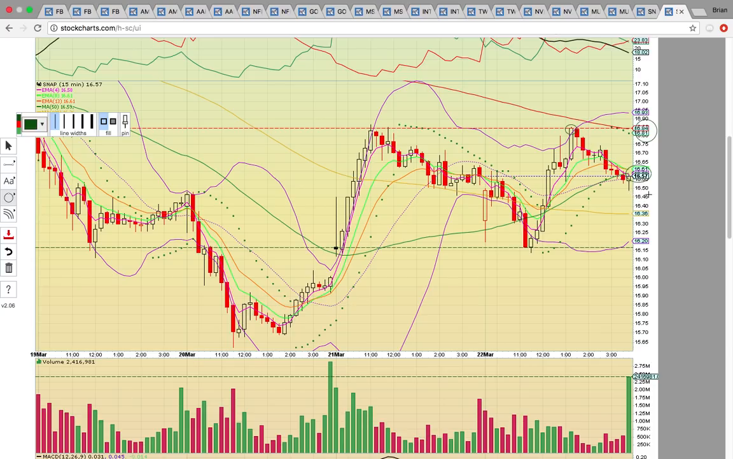If it drops below 1650, that's downside risk, and we'll have the 100 simple moving average on deck at 1636. A drop below 1636, and the chart is broken.